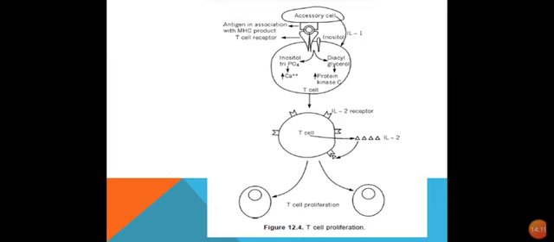Here we see the same process. And we can see the interleukin 2 receptors become expressed on the cell surface, and also a release of interleukin 2 cytokines that cause T cell proliferation.